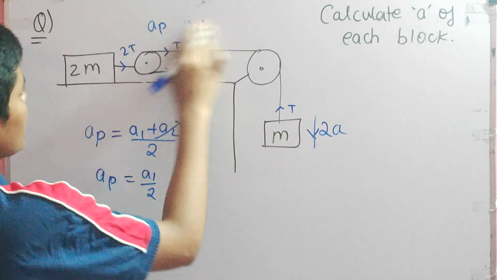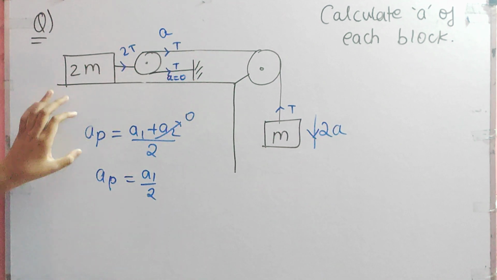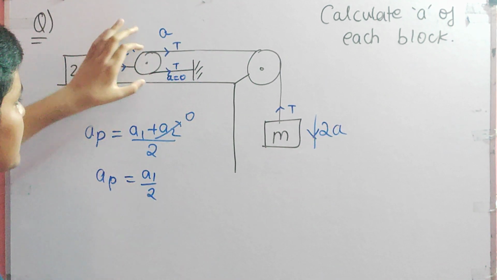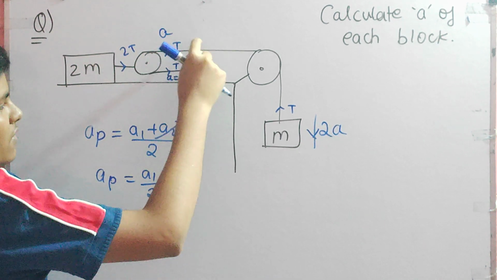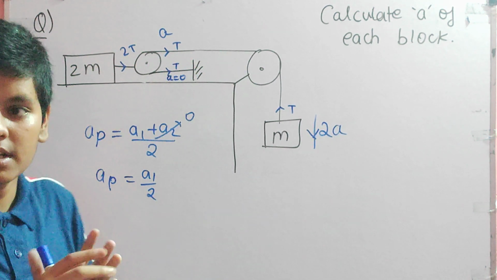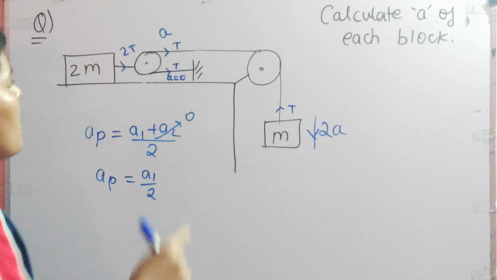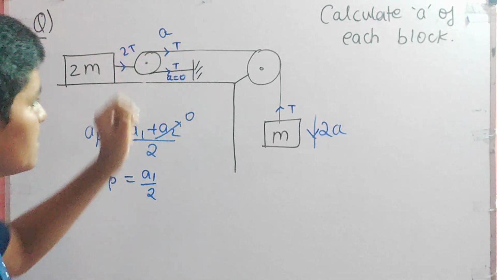So here this will become A. Okay. So AP is equal to A1 by 2. So acceleration of pulley. What is acceleration of pulley? Acceleration of pulley is the acceleration of these two strings combined. So the average of these two strings combined together is the acceleration of the pulley. But here this string has 0 acceleration. This is a fixed string. But this string moves.